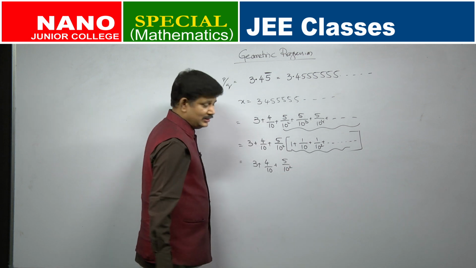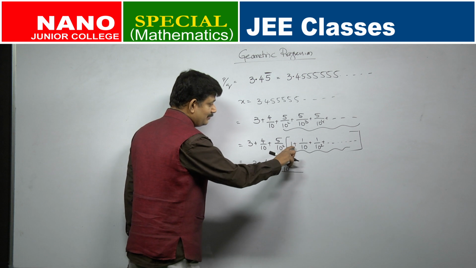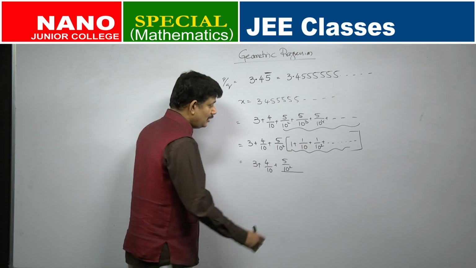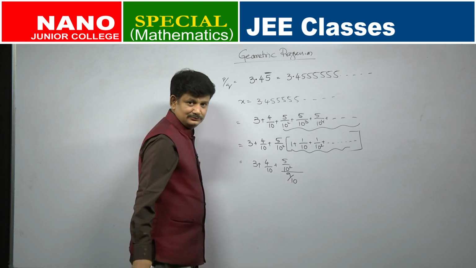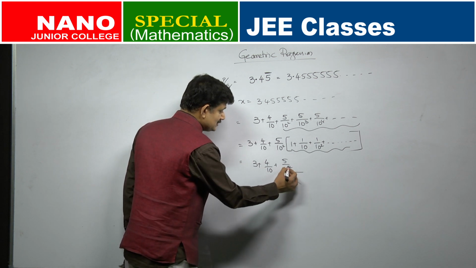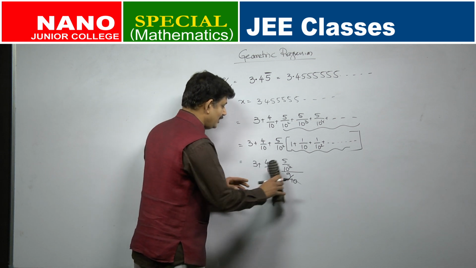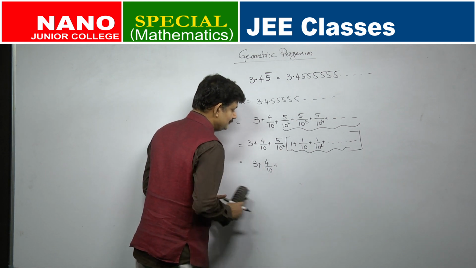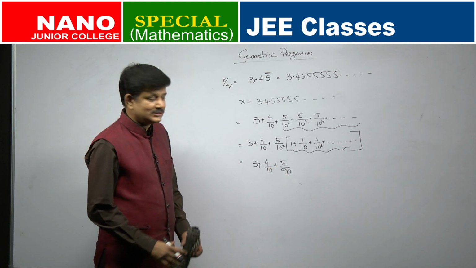1 divided by 1 minus r, so 1 minus 1 by 10. How much is it? 9 by 10, right. The 10 gets cancelled. So, what is this number? 5 by 90, very simple. Directly I could have written 5 by 90. Is it clear what I have done?